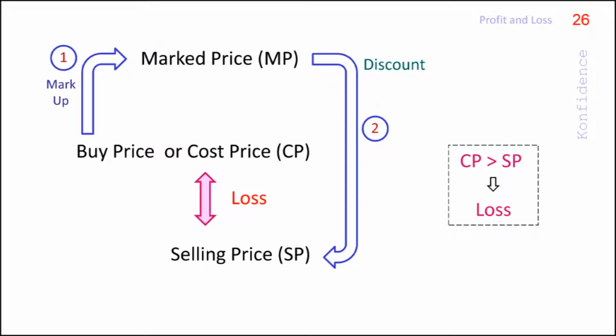Look at the graph. In this case, CP is greater than SP. So this results in a loss to this trader. When can that happen? Think, and if you get the answer, you can be a good businessman.